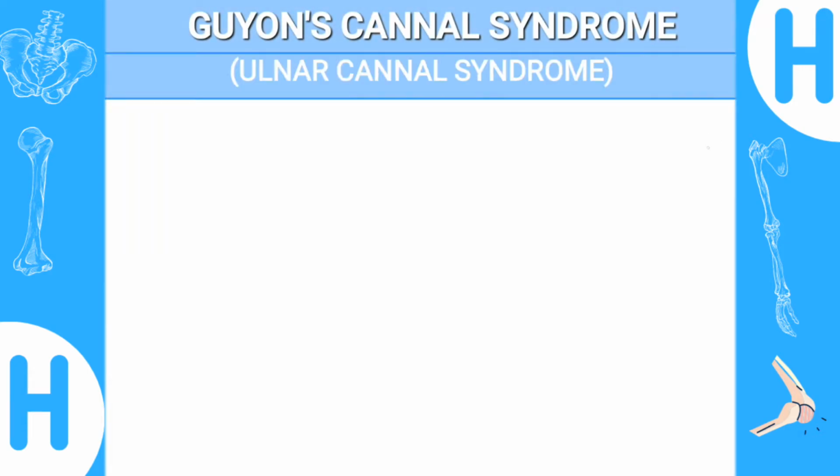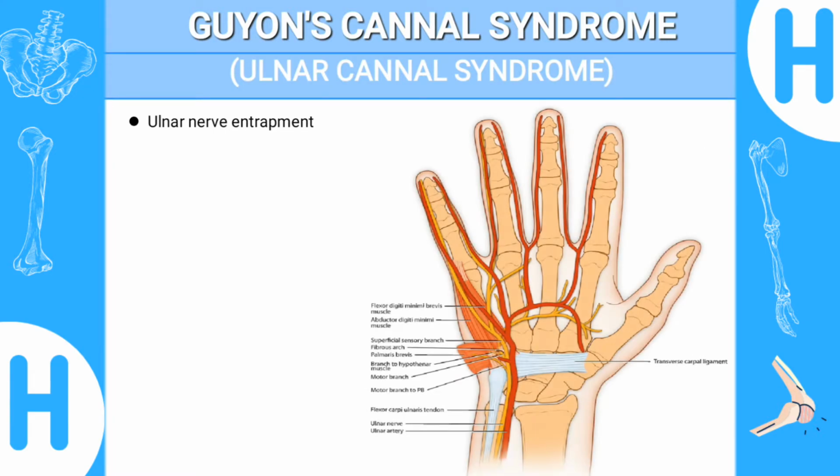Hey guys, our today's lecture is about Guyon's canal syndrome. It is also known as ulnar canal syndrome. The ulnar nerve is entrapped in Guyon's canal. The Guyon's canal contents are the ulnar nerve and ulnar artery.